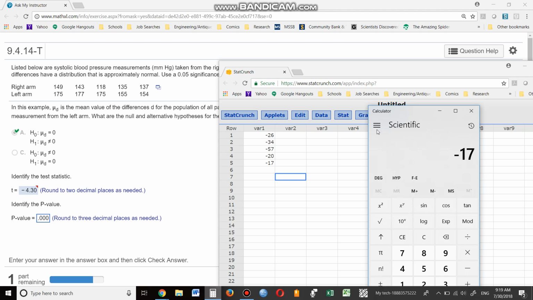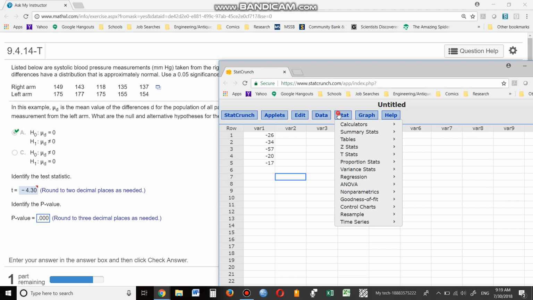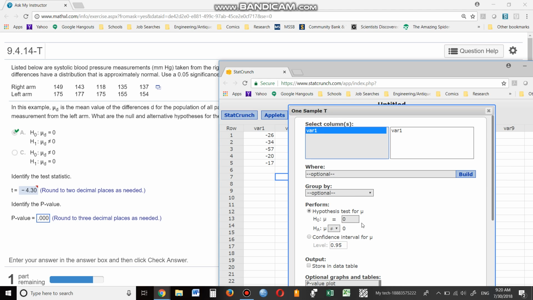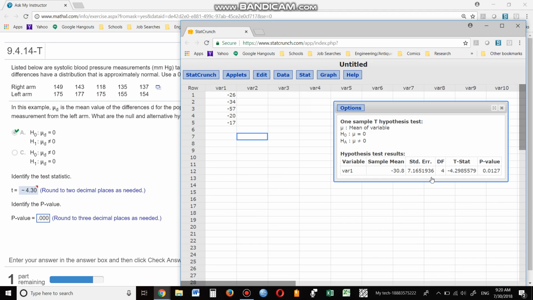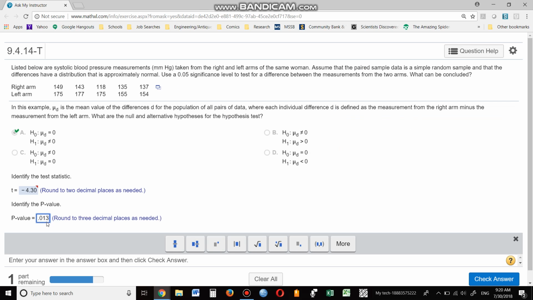You'll notice that when I run this analysis, t-stat, excuse me, one sample with data, select the data, the null and alternative are defined by default, move this up, compute, and as you can see, I get negative 4.30. If I had done left minus right, it would have been positive 4.30, but the p-value remains unchanged. So the decision remains the same. So the p-value to 3 decimal places is 0.13.